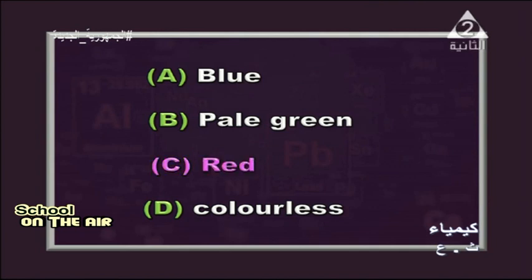Why? As the number of moles of each one is equal, but the concentration of hydroxide ion is twice the concentration of hydrogen ion. So the solution will be basic, so the phenolphthalein gives red color.